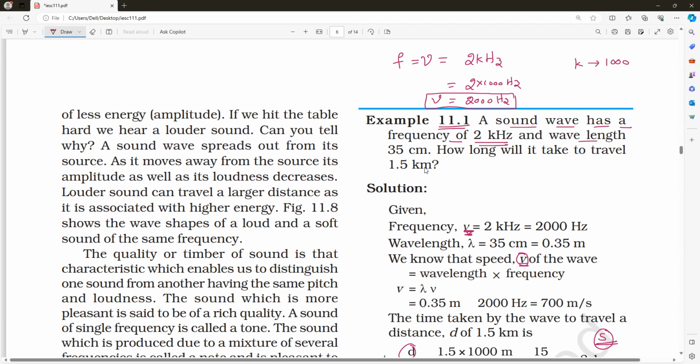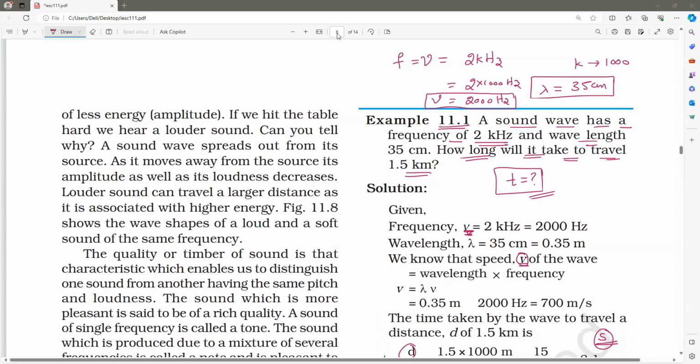And the wavelength is 35 centimeter. How long will it take to travel 1.5 kilometer? How long, they are asking. So what do you have to calculate? How long? Time. Not time period. Time we have to calculate.